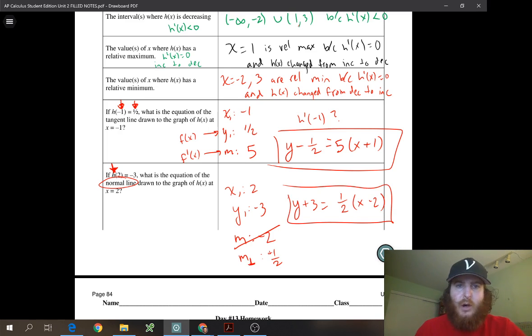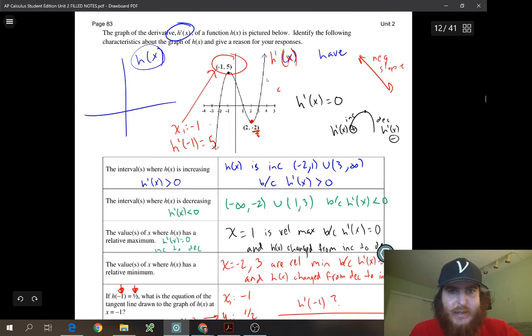Okay? So I know this is a little bit much, especially this last section looking at it with the graph, but we will spend a lot of time on this, and we're going to work on it all day in class tomorrow.